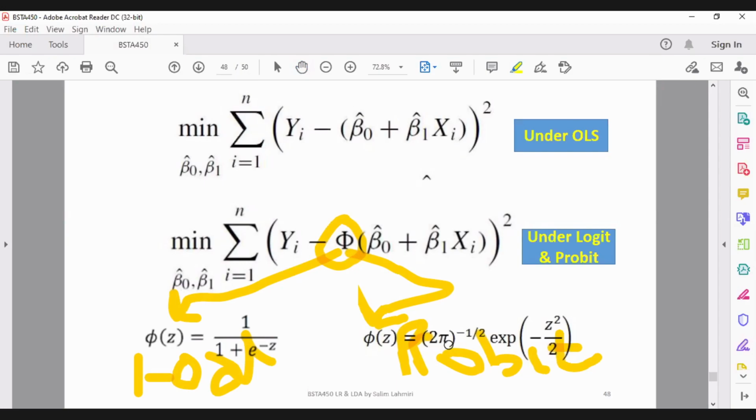And as a data analyst, your role is to pick the best one. Before choosing, you may look at the distribution of your data. If it follows a normal distribution, then use probits. If it follows a logistic distribution, then pick logistic. Or if you don't know, simply run both of them. Run logistic regression, run probit regression, and the best one will be the one that maximizes accuracy, minimizes error rates, and maximizes AUC. Okay?